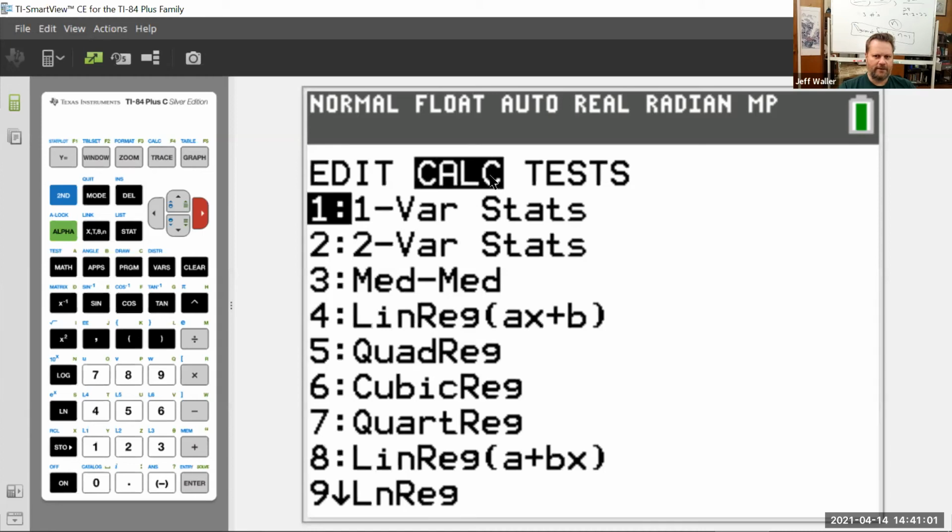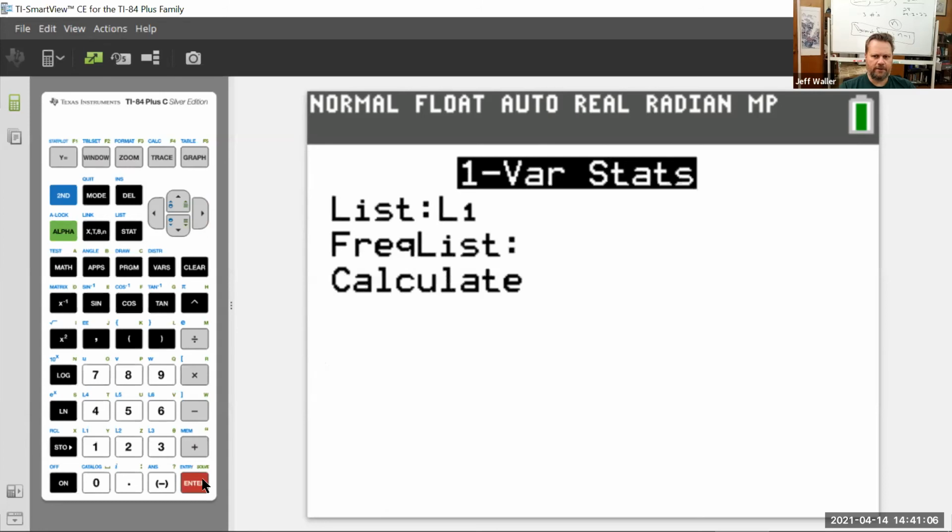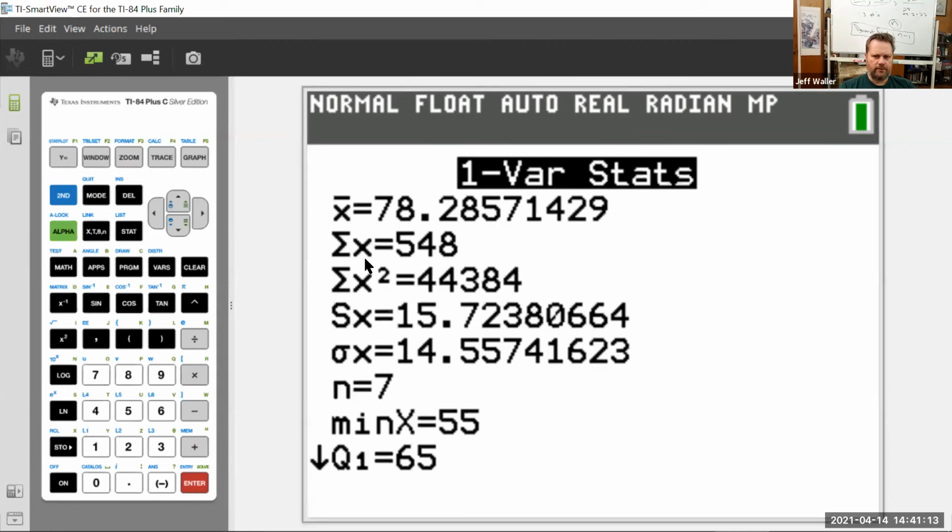I want to calculate stuff. I don't want to test stuff. I want to calculate one var stats. My data's in list 1. I don't have a frequency list. Calculate. There we go. So does everybody get this?